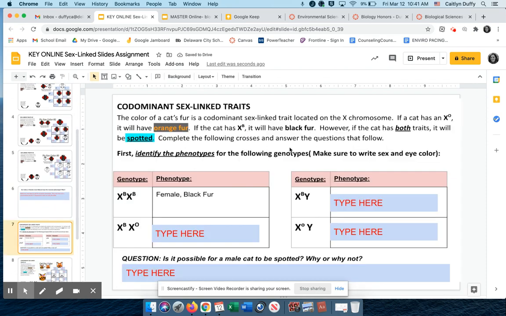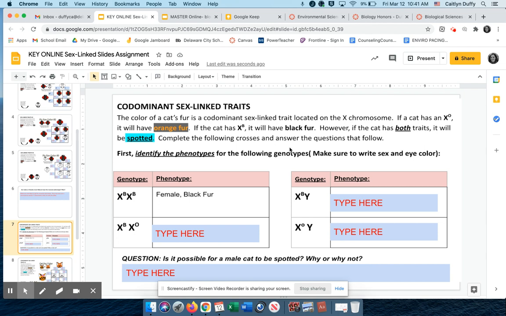Now, we are going to move on to codominant sex-linked traits. And I want to remind you again, incomplete dominance is when there is a blend of traits. But in codominance, both traits can show up. So for example, in incomplete dominance, you have a red flower and you have a white flower. They cross and they can make a pink flower or a blend, okay?